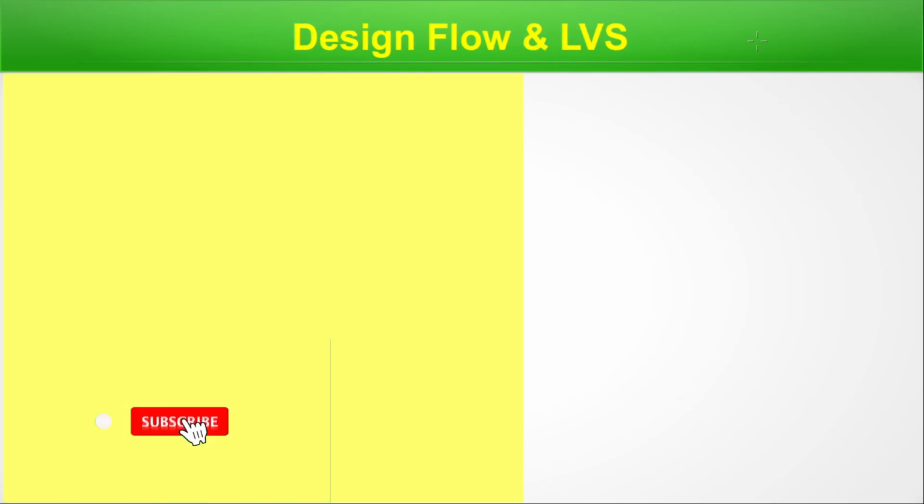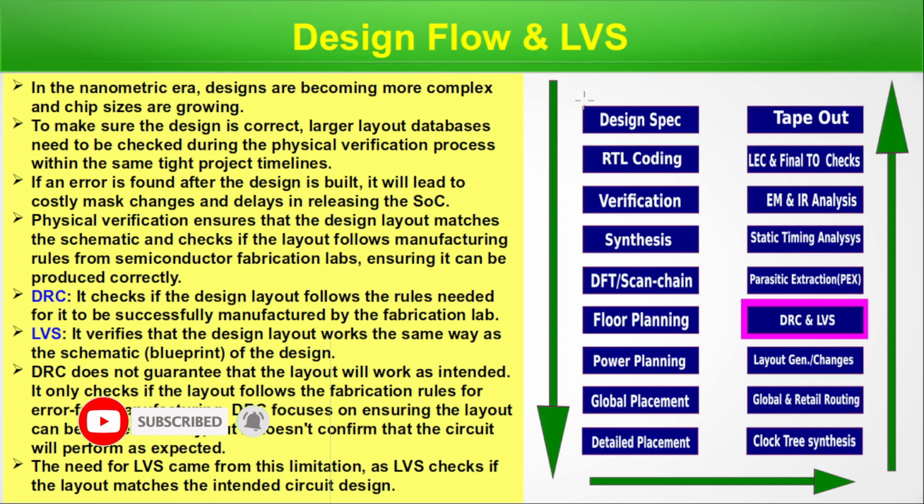Design flow and LVS. This is the standard design flow, starting from design specification, then RTL coding, verification, synthesis, DFT. After that, it enters the backend with floor planning, partitioning, power planning, global placement, detail placement. In floor planning and power planning, we have already done partitioning, and along with power planning, pin assignment is also done. Then global placement, detail placement, clock tree synthesis. Then global and detail routing, layout generation or changes, and next comes DRC and LVS.